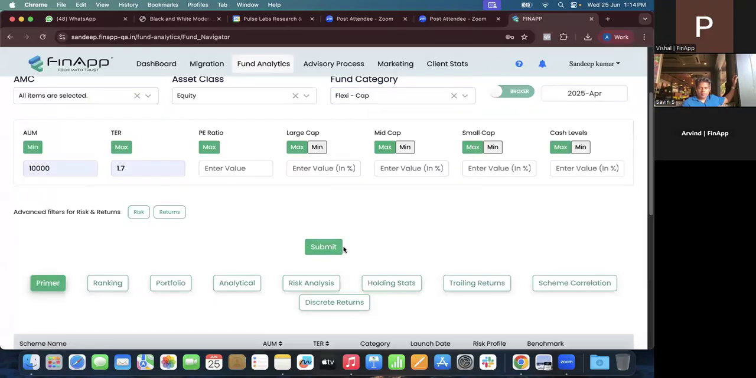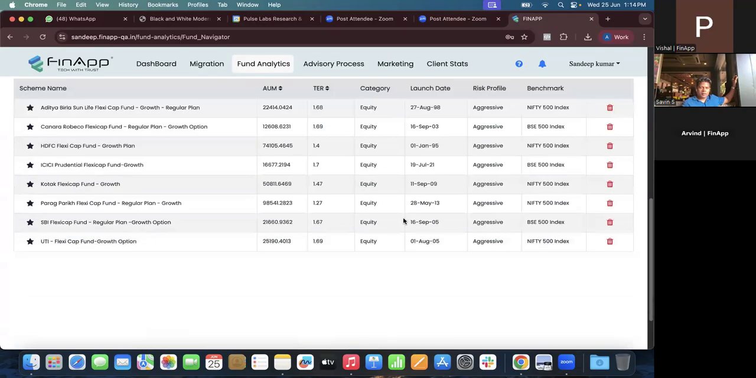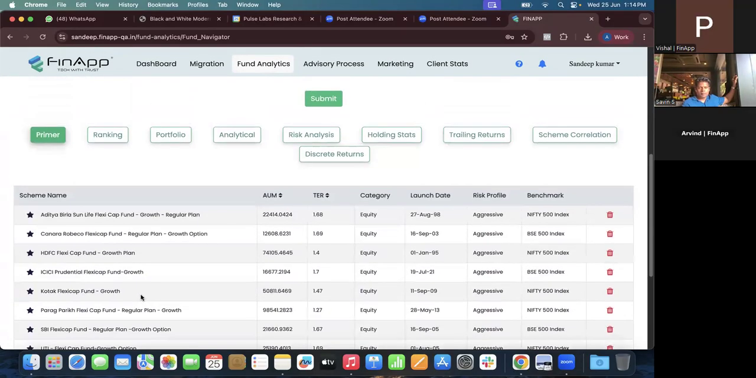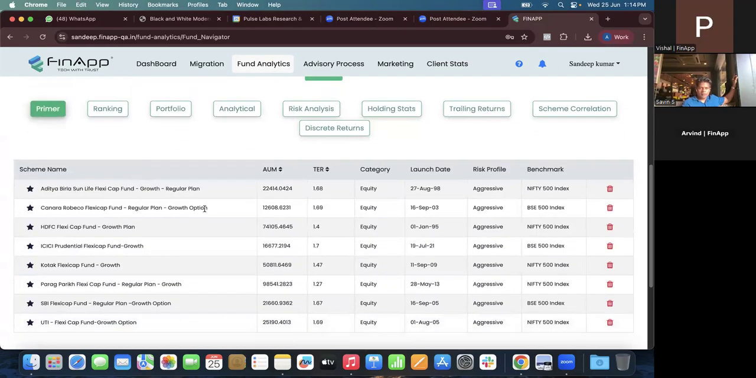And I submit. Once I submit, I get a list of funds. So let's work on this only, just for understanding. First thing is you're getting AUM of the funds, total expense ratio, category, launch date, risk profile, benchmark.